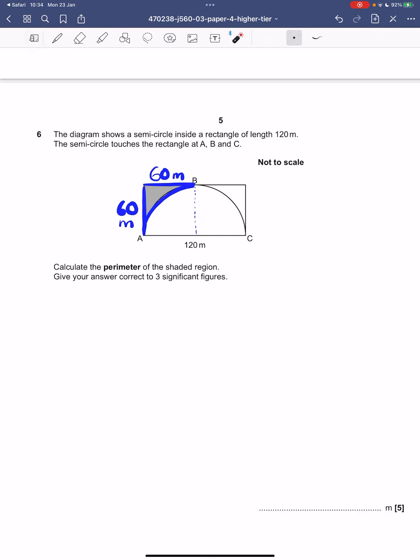Okay, so we've got the two straight edges. So we need this here, which is a quarter of the full circle. So the circumference of the circle is pi times the diameter.